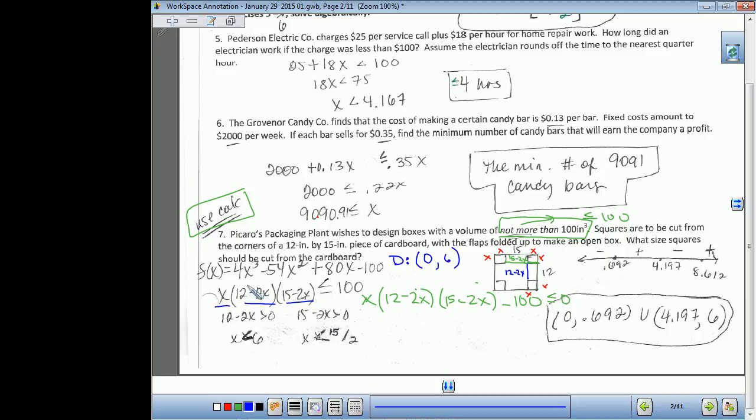Okay? Then we look at this one. We know we can't have a dimension that's equal or less than 0, right?